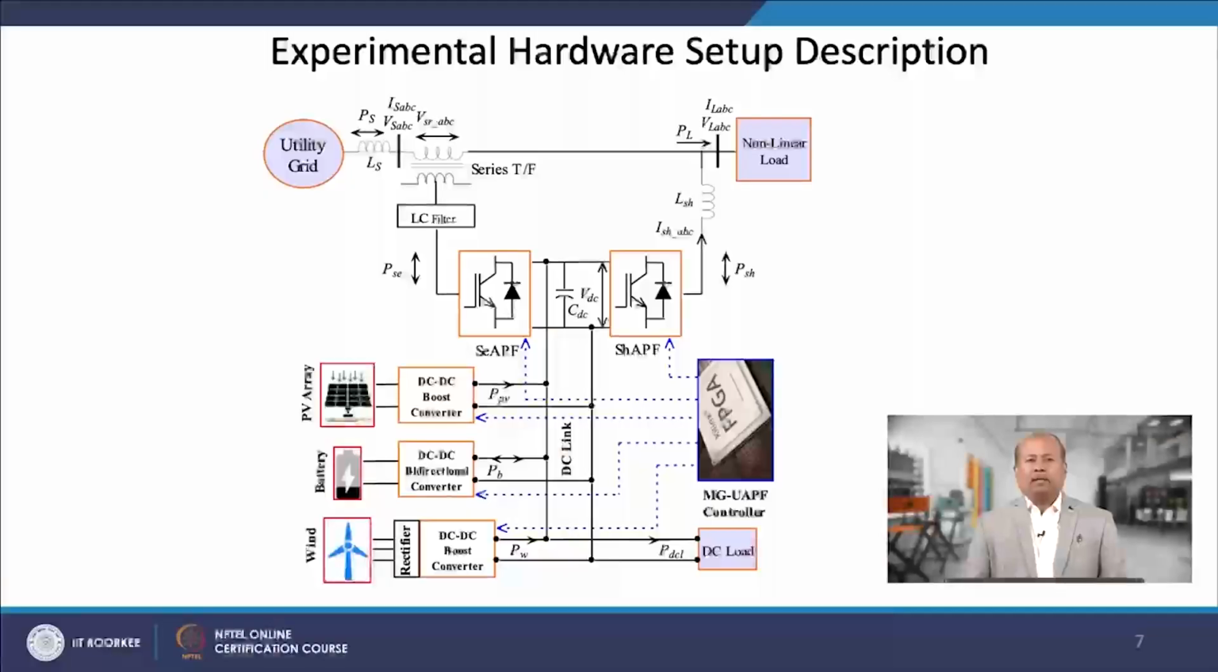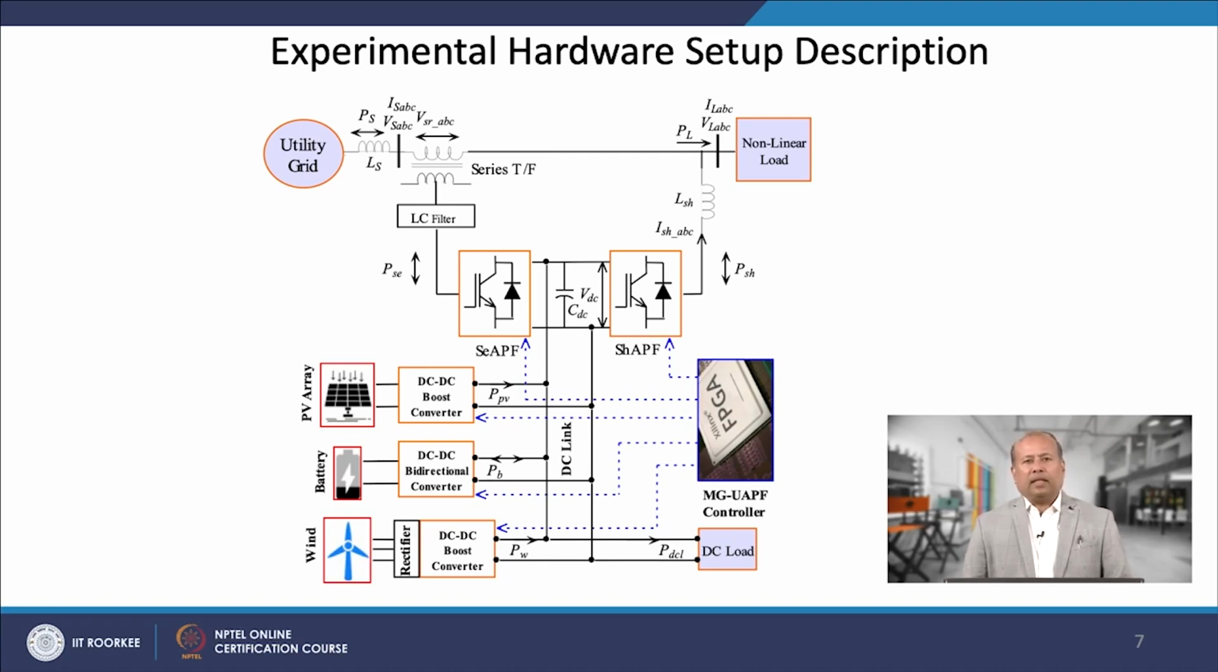Moving to the experimental hardware setup description, here we can see the single line schematic diagram of the corresponding experimental hardware setup. It consists of two back to back voltage source converters, VSCs, connected through a common DC link between the utility grid and the load. The grid side converter acts as a series active filter connected through a series injection transformer, and the load side converter acts as a shunt active filter connected through an inductor.